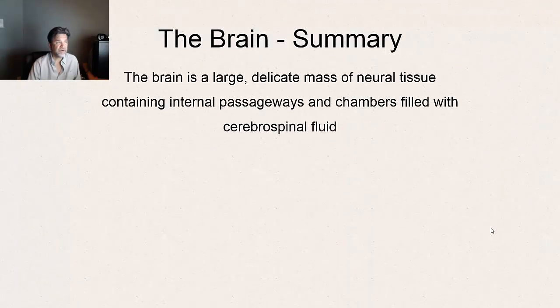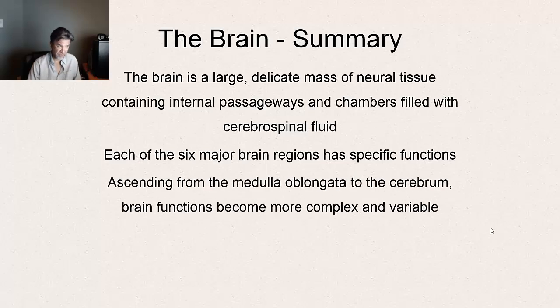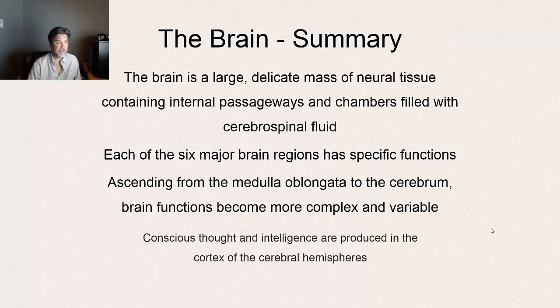So the brain, in summary, is a large, delicate mass of tissue that certainly can be easily destroyed or damaged. The chambers are filled with cerebrospinal fluid. This will be our next video on that particular function. There are six major regions of the brain that we'll talk about in more detail in a future video. And the brain functions become more complex the further up we get from the spinal cord.